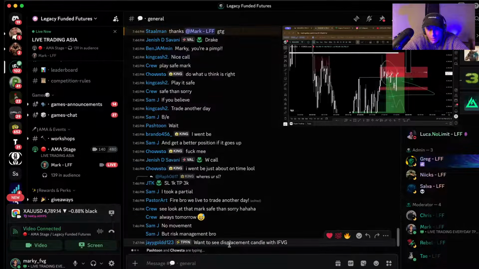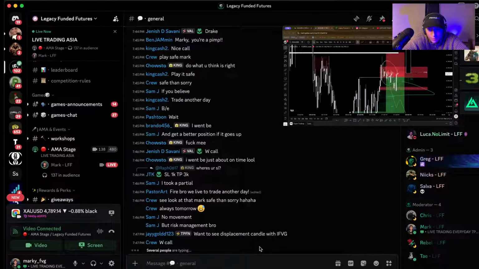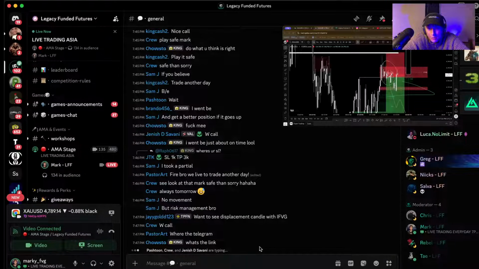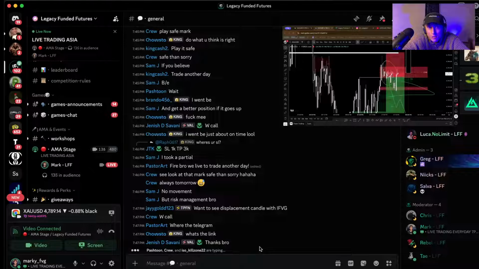No movement, but risk management, bro. Yes, sir. Displacement candle with IFVG. Exactly. We want to see some bigger movement. We want to see some bigger candles.